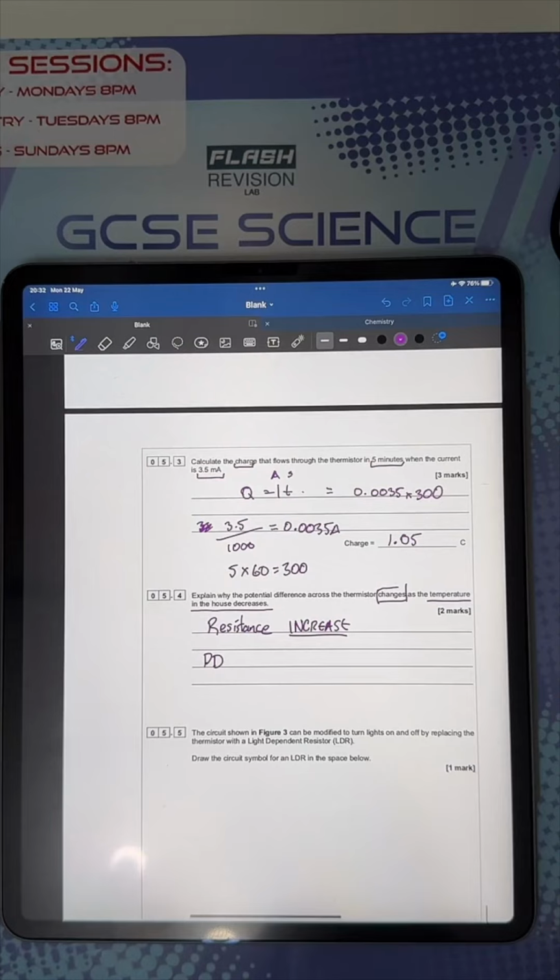What model is my iPad? iPad Pro 12 point something inch, I forgot. Something like that.